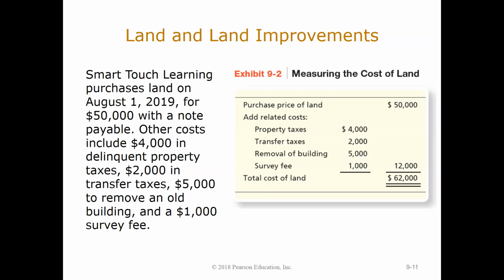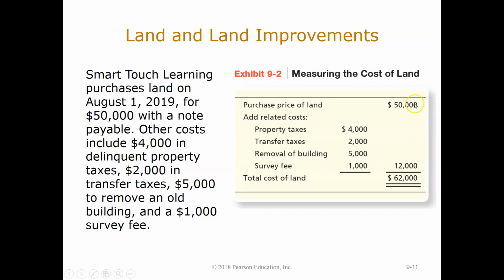Let's look at this example. Smart Touch Learning purchases land on August 1 for $50,000 with a note payable. They've also paid $4,000 in property taxes that the previous owner owed, $2,000 in transfer taxes, $5,000 to remove an old building, and a $1,000 survey fee.